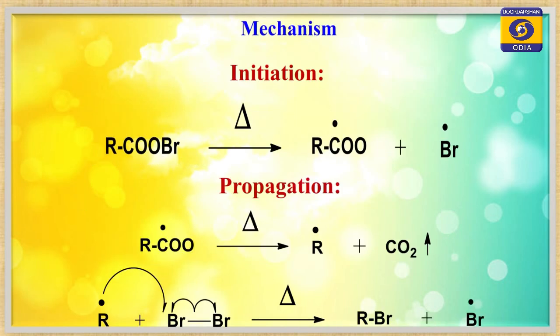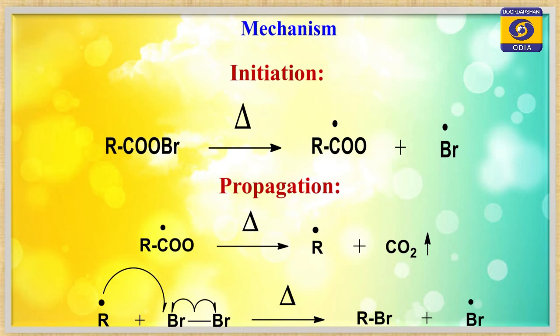This is the mechanism. It passes through a free radical reaction. When RCOOAg is treated with Br2, it gives you RCOOBr plus AgBr. This RCOOBr on heating gives two radicals, one is RCOO dot and the other is bromine radical Br dot. RCOO dot is unstable, you further heat, then you get R dot plus carbon dioxide. R dot means alkyl free radical.